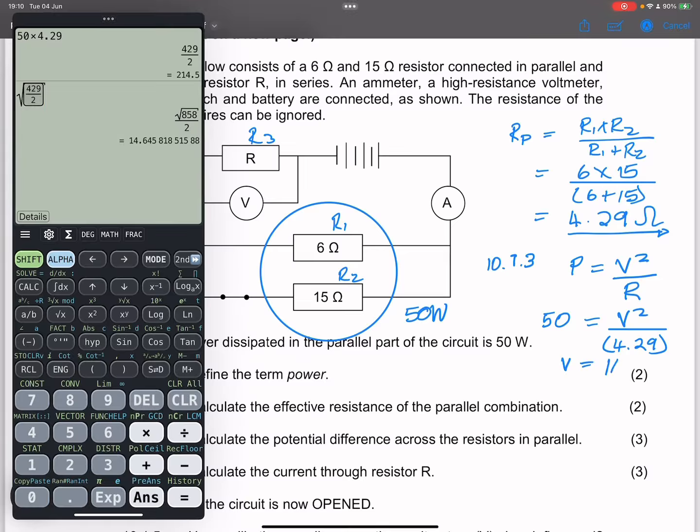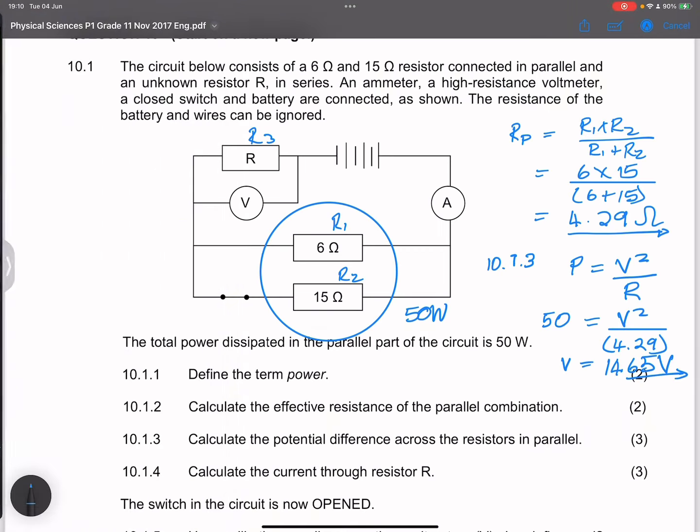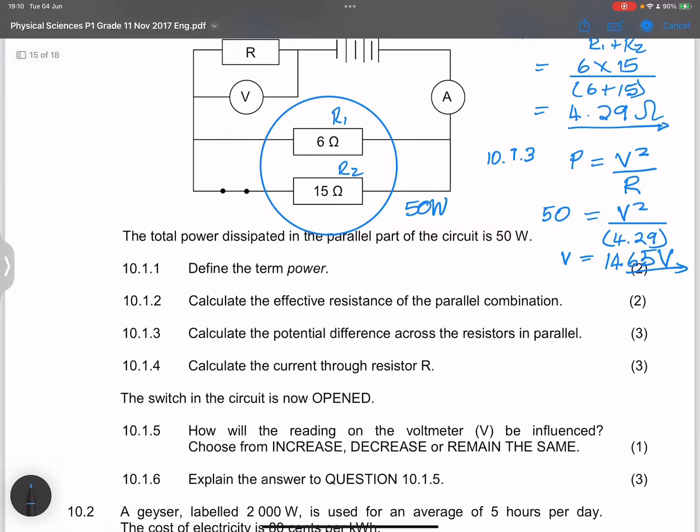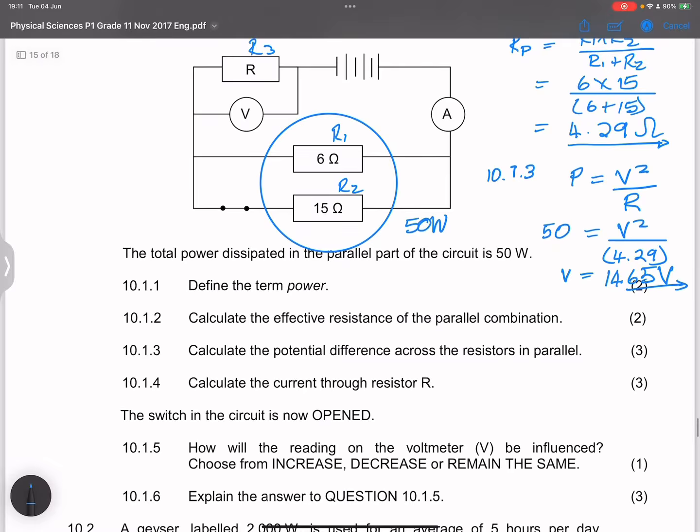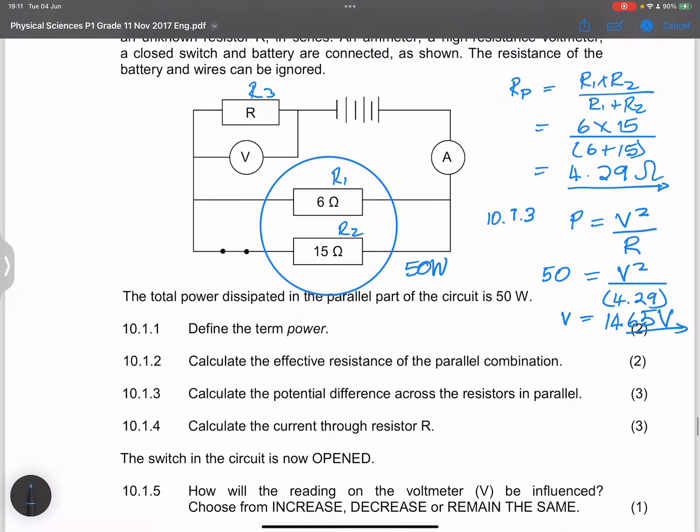So the square root of our answer will give us 14.65. Right, so that will give us 14.65 volts. Apologies for writing over that number there. Right, so that's 14.65 volts. Now they say to us, calculate the current through resistor R. Okay, now that we've got the voltage, we can find out what the current is, the total current. So for 10.1.4, that will be V is I times R. Our voltage is 14.65.